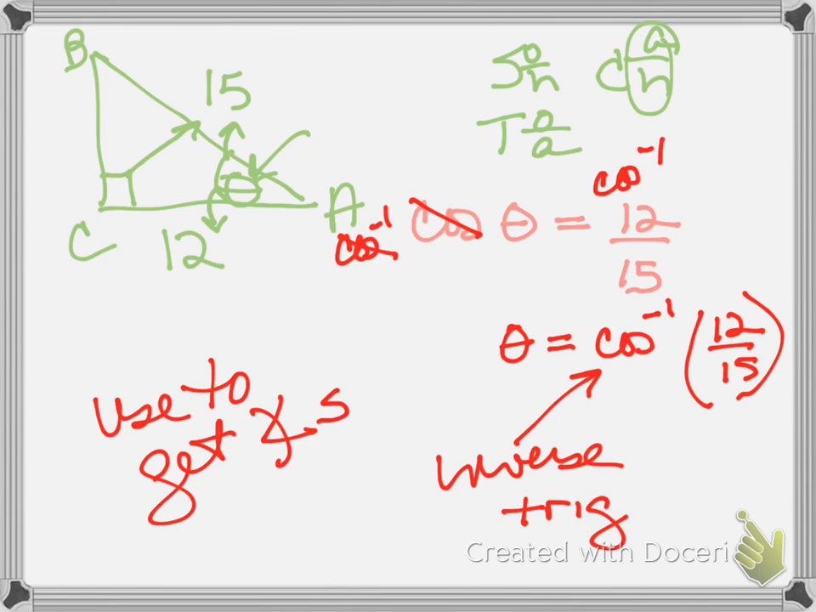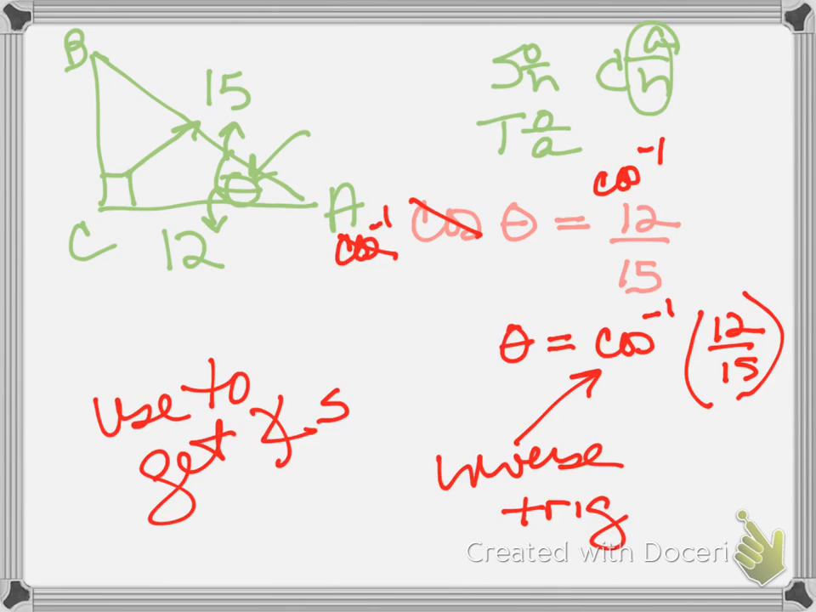So grab your graphing calculator, and you're going to notice that above the sine, cosine, and tan keys is sine to the -1, cosine to the -1, and tan to the -1. Those are your inverse keys. Those are your angle getting keys.